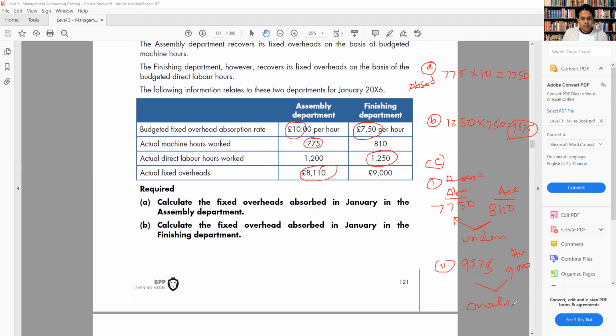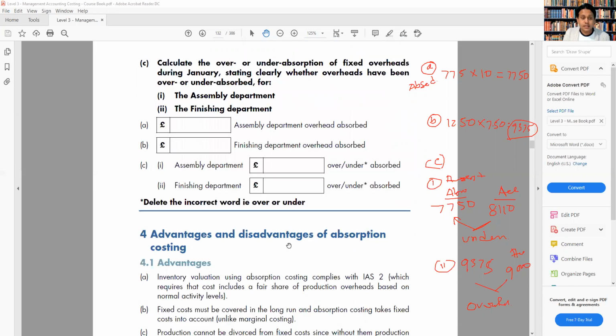That's it. So yes, that's correct, Adele. 375 over. Very well done. This question will definitely be in the exam, so make sure you understand it. It's a bit tricky, but it's not difficult. So we can quickly write it down. 7750, that one we have done, then 9375. The first one, assembly, is under, and the next one is over.